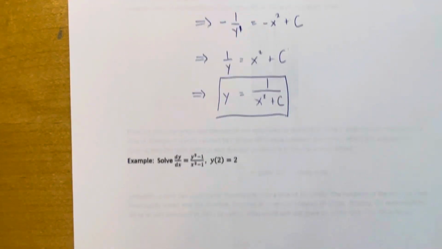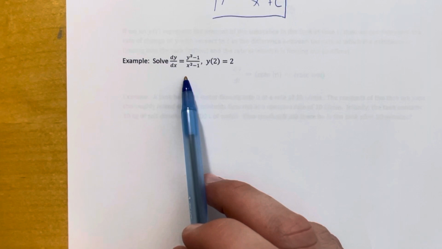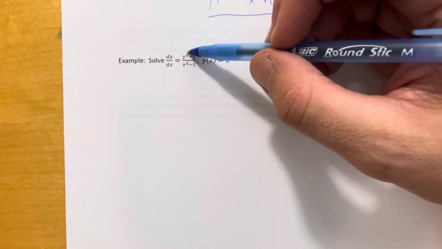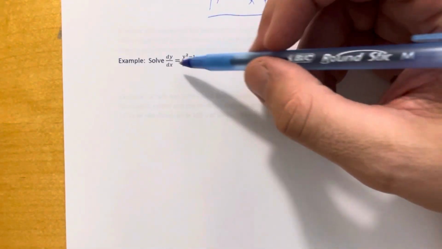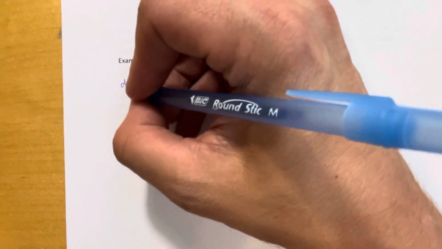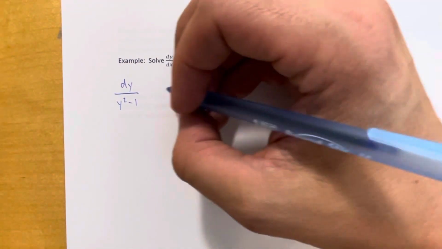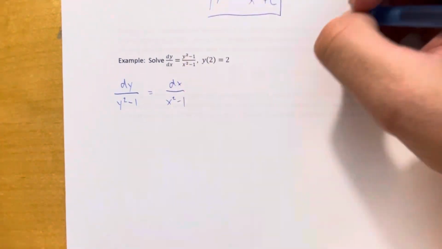Okay, let's try another example. This time it's going to be an IVP. We have an initial condition attached to this differential equation. But here we have dy dx equals y squared minus 1 over x squared minus 1. This is a separable equation because it's a function of x, 1 over x squared minus 1, times a function of y, y squared minus 1. So we can separate variables. I would get dy over y squared minus 1 equals dx over x squared minus 1.